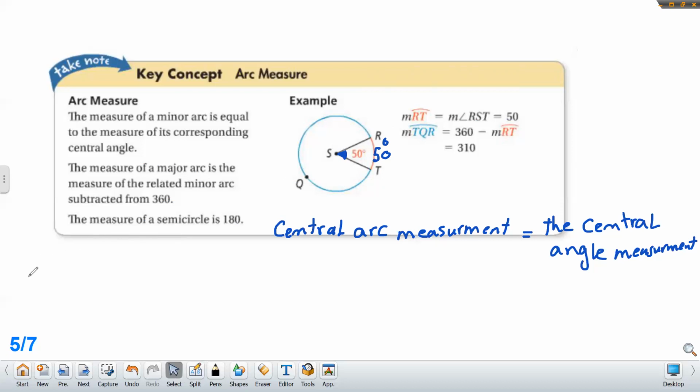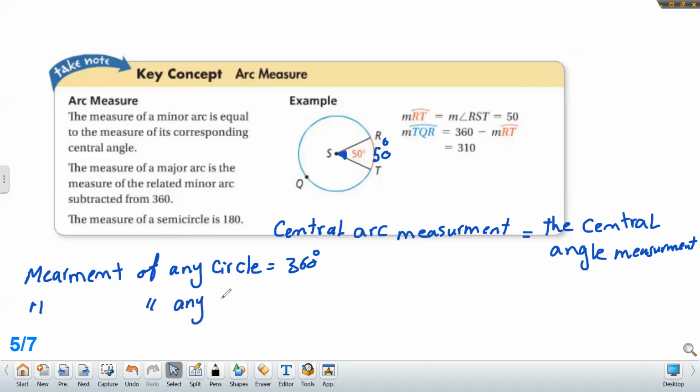The measurement of any circle equals 360, while the measurement of any semicircle is 180. Okay, look at the next, guys.